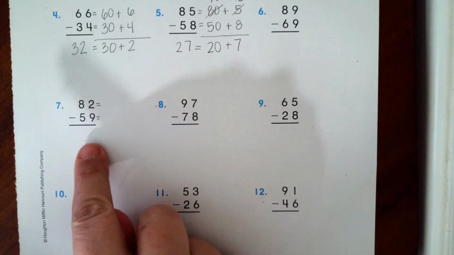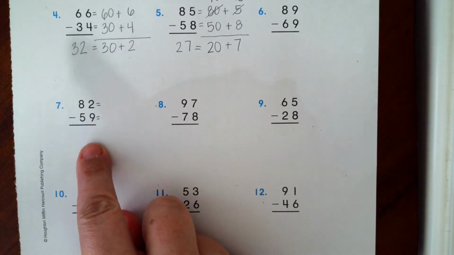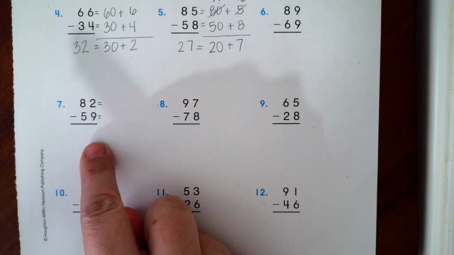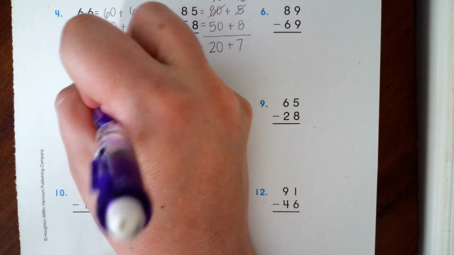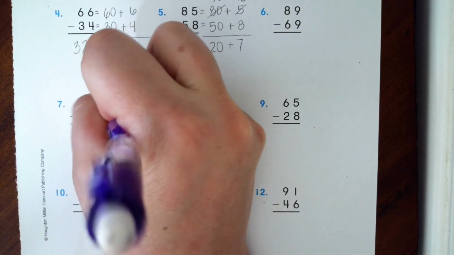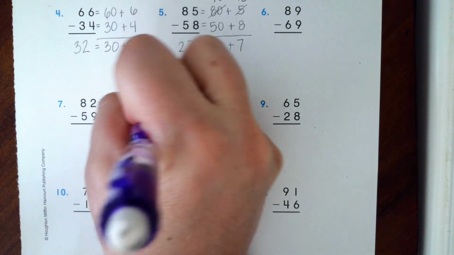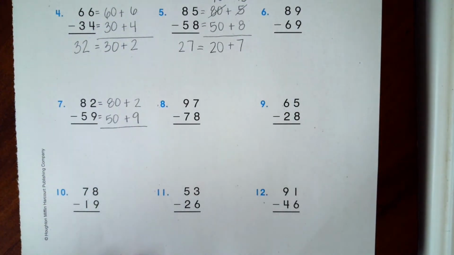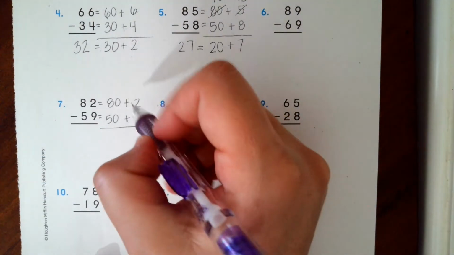All right, we're going to take a break from number 6. I want you to try number 7 on your own with the expanded method. Remember, first things first, expand both numbers. Okay, go ahead and pause the video and solve that now. All right, let's see how you did.